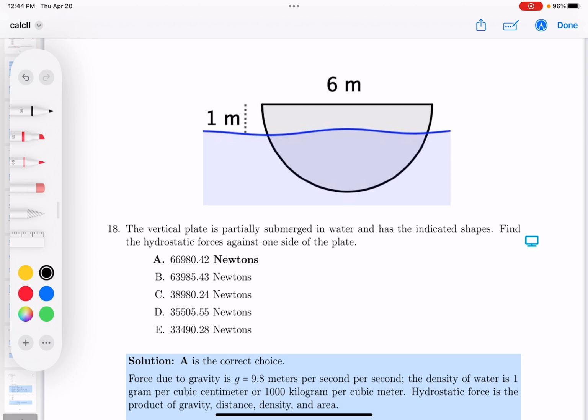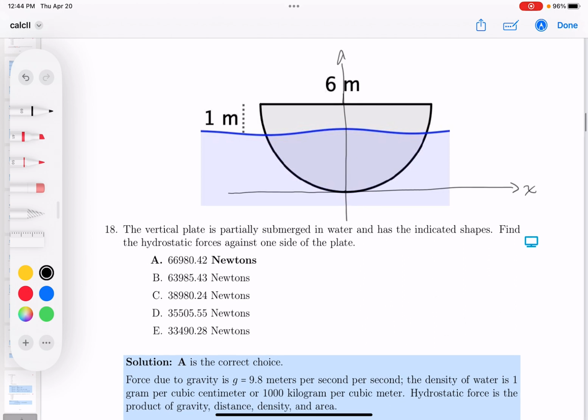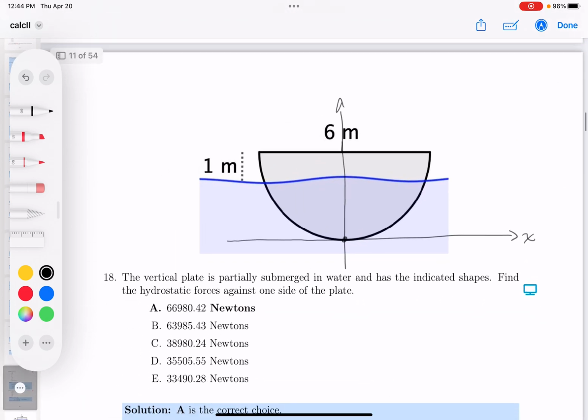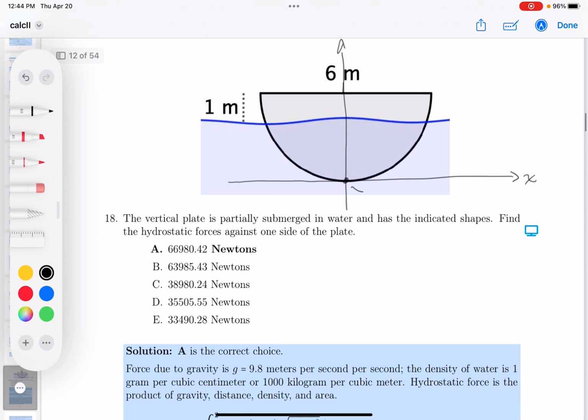I'll put a coordinate system and help me set the integral up. I'll call this the x-axis, and I'm going to call this the y-axis over here. All right? So the next thing I'm going to do is talk about the equation of the circle. I'm going to say this is the point 0, 0. And this point up here, the x is going to be 0. And that's a 6-meter diameter, so it's going to be 3 meters high, and that's the radius.